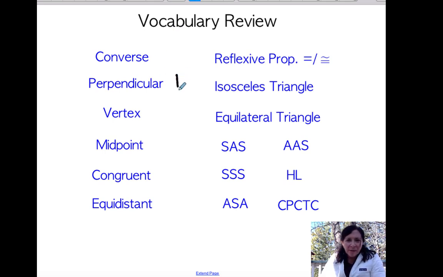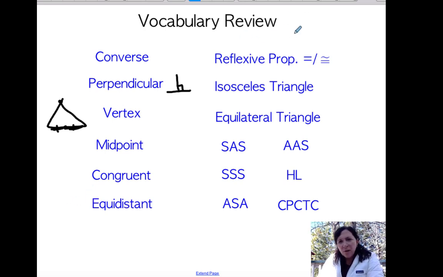Perpendicular basically means that you have two lines that come together to form a right angle. Vertex is a corner of your triangle where your two endpoints meet. The midpoint is the middle point. If this is the midpoint, then this segment here is congruent to that segment there. Congruent meaning same size, same shape. Equidistant means same distance away.